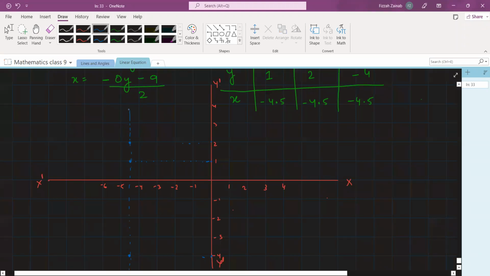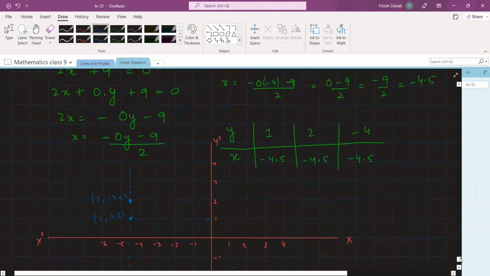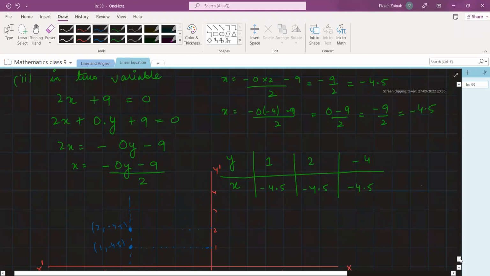Straight line. So every point you can see, either y is equal to 1, so x is minus 4.5, right? y is equal to 2, your x is minus 4.5. y is minus 4, then also x is minus 4.5. So all the points will fall on this line. So this line is parallel to the y-axis. Clear? Yes, ma'am. Yes.